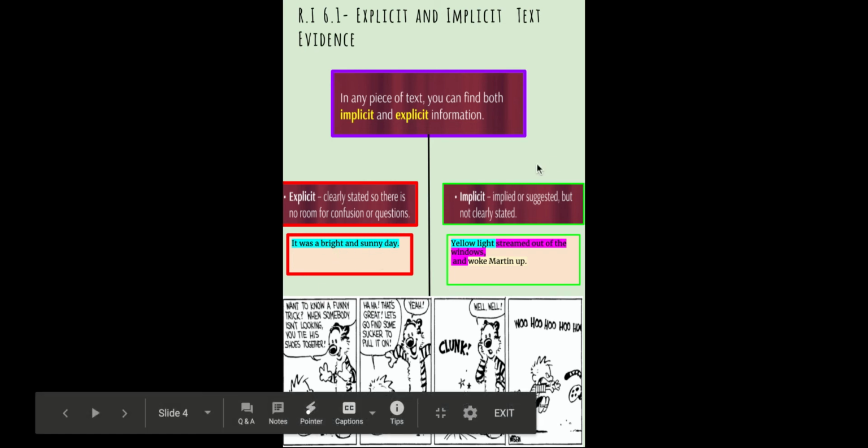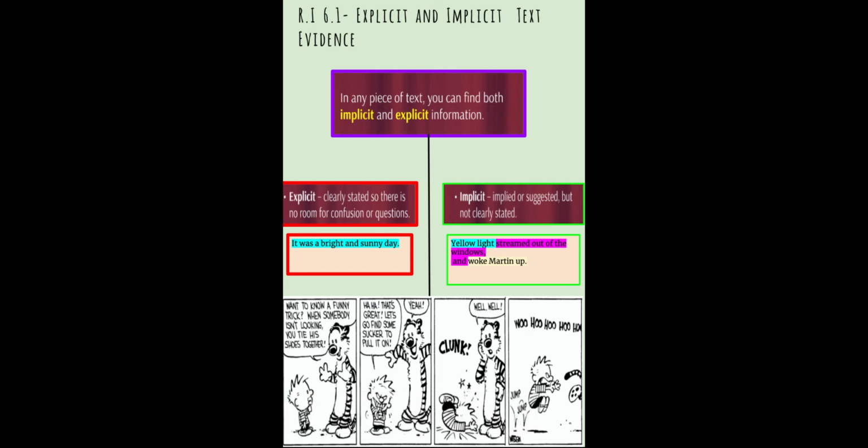Now with implicit, it's a little different. You have to make an inference, which means that it's not stated in the text, but you need to use your background knowledge. Like it says here, implicit is implied or suggested, but it's not clearly stated. It doesn't give us that right there word for word answer. So yellow lights streamed out of the window and woke Martin up. Now, yellow light, we can make an inference that, well, there's light outside. We know light occurs during daytime. It was a big yellow beam. We know that the sun's rays often come off as yellow. It streamed out of the windows. It woke Martin up. Sun can often wake people up through eyesight.